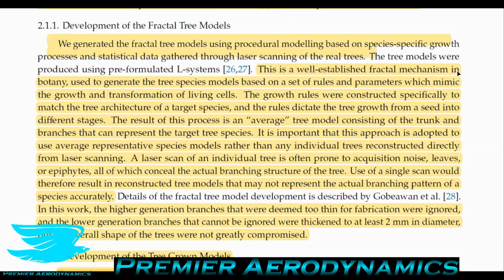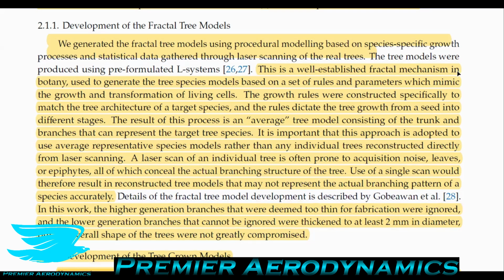So they say this is a well-established fractal mechanism in botany and used to generate the tree species models based on the set of rules and parameters which mimic the growth and transformation of living cells. The growth rules were constructed specifically to match the tree architecture of a target species, and the rules dictate the tree growth from a seed into different stages. That's amazing that you can mimic how a tree grows based on a species from a seed.